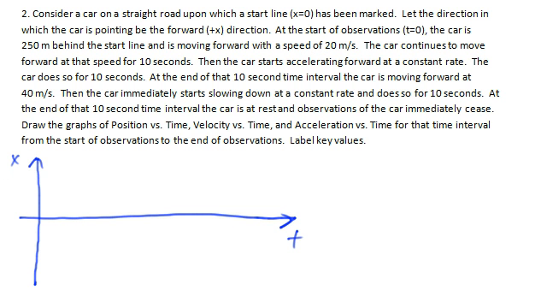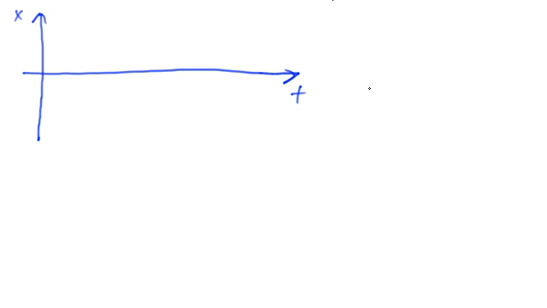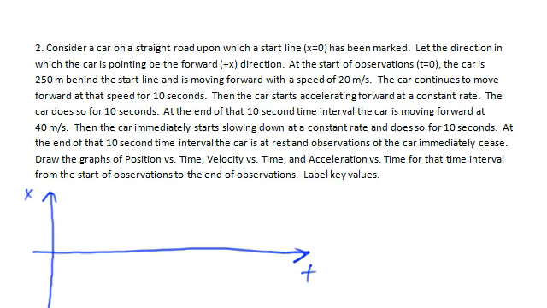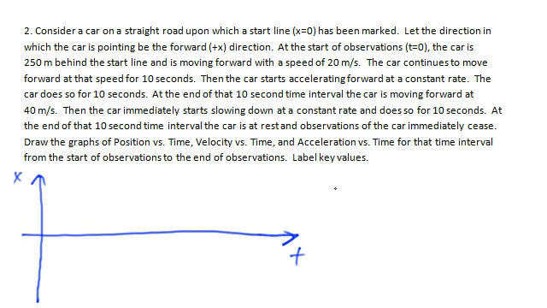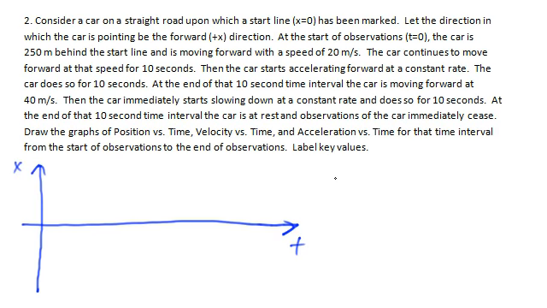And then we'll need a v versus t. I don't know if this thing's ever backing up. Move forward, accelerate, move forward, come to a stop. So this is all going to be positive. So I'll put the origin down here at the bottom of the v line.